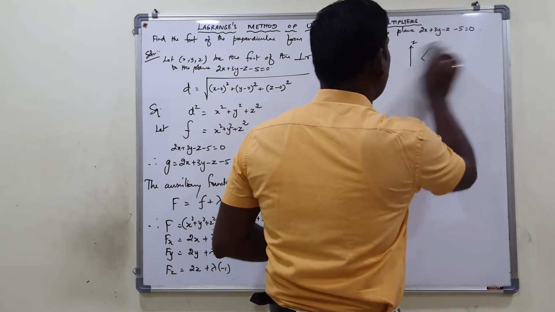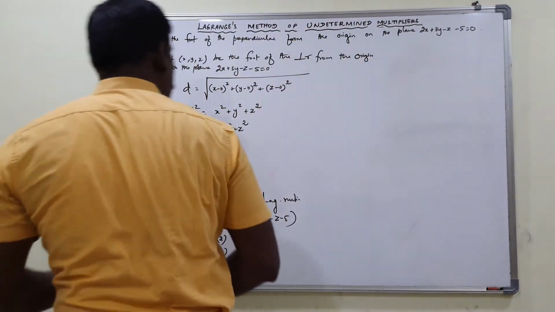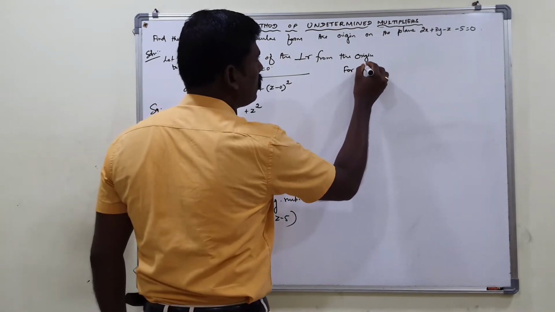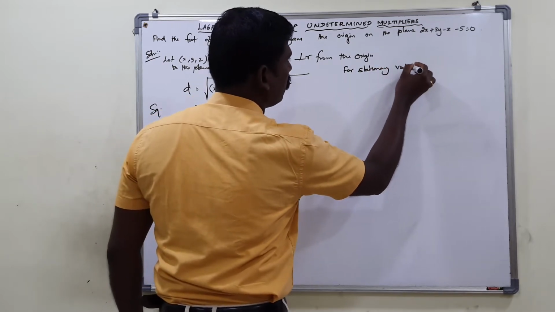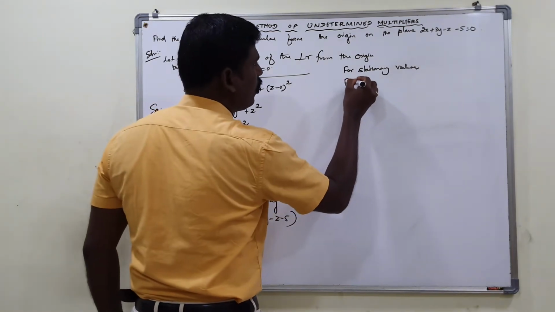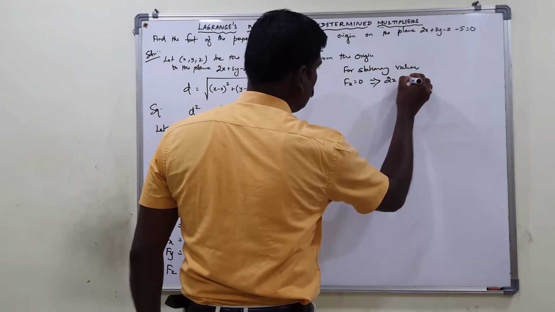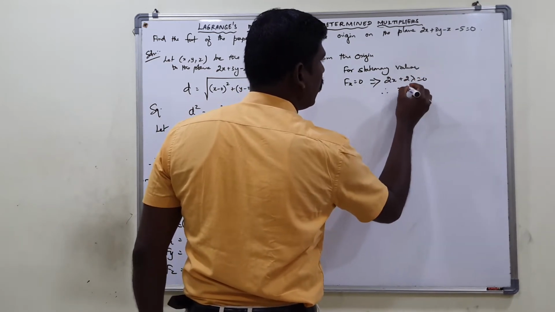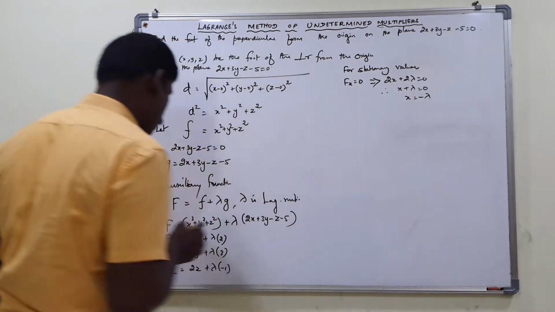Now I am going to equate Fx, Fy, Fz to 0 to find the stationary values. You have to equate all these three to 0. So Fx equal to 0 implies 2x plus 2 lambda equal to 0. Therefore, dividing by 2, x plus lambda equal to 0. So x equal to minus lambda. Is it right?